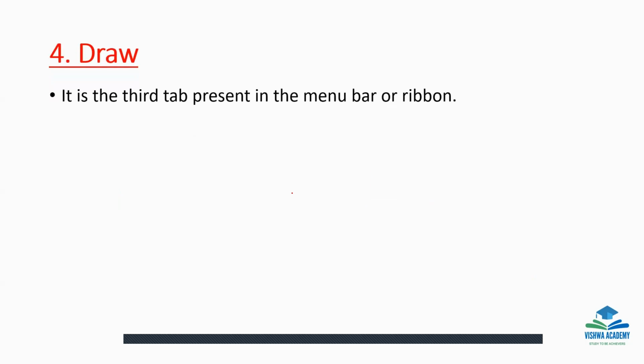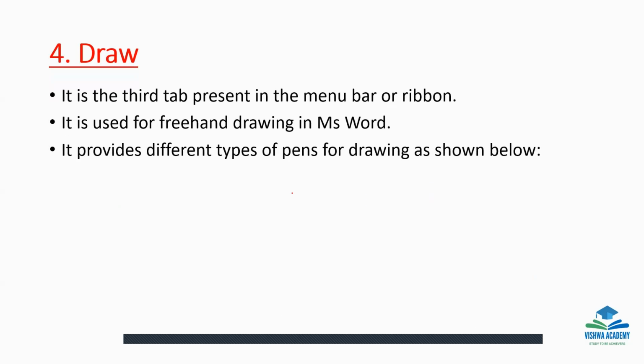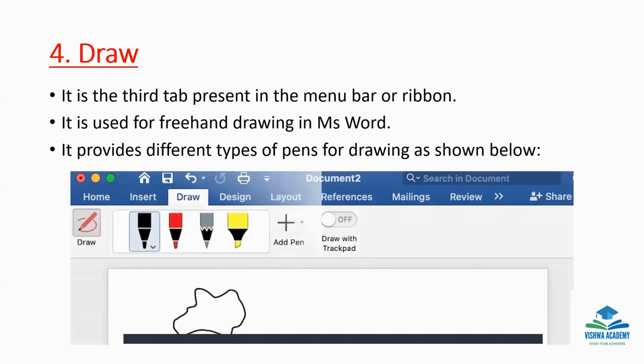Next one is draw. It is the third tab present in the menu bar or ribbon. It is used for freehand drawing in MS Word. How to do a freehand drawing? For this, you have to take a tablet, which is also known as an e-tab for teaching, because it will be very helpful for you in the future. It provides different types of pen for drawing, as shown below. So this is the draw menu or draw feature of MS Word.